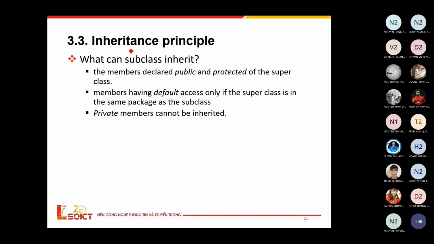Thế thì what is the inheritance principle? So what can be inherited by the subclass? Okay. Bây giờ là phần chúng ta phải tìm hiểu xem là vậy thì cái subclass này của chúng ta thì có thể kế thừa những cái gì. Firstly, it can inherit the member which is declared public or protected of the superclass. Chỉ các cái thành phần được khai báo là gì? Public hoặc là protected từ cái lớp cha thì mới được lớp con thừa kế.